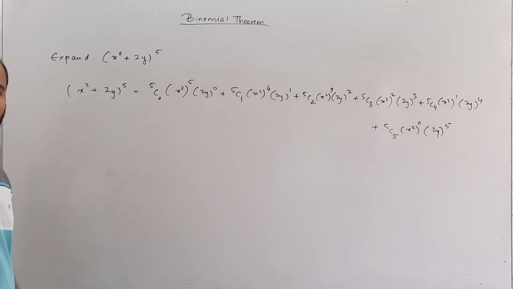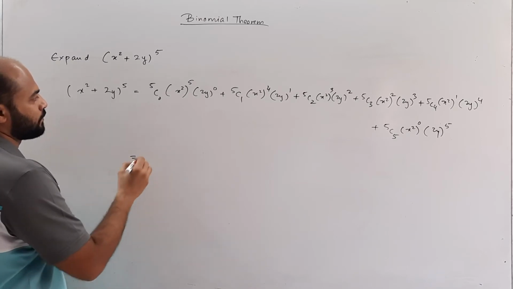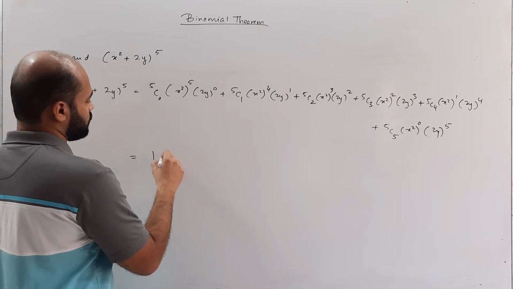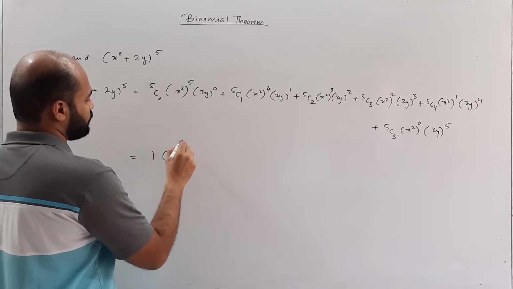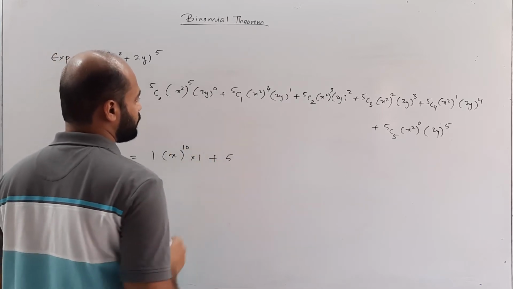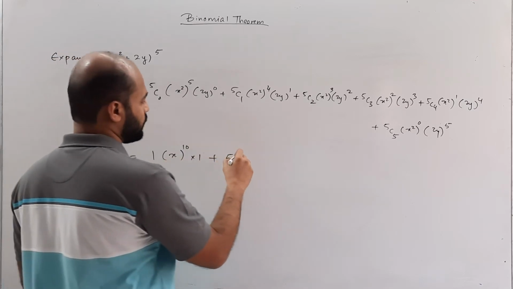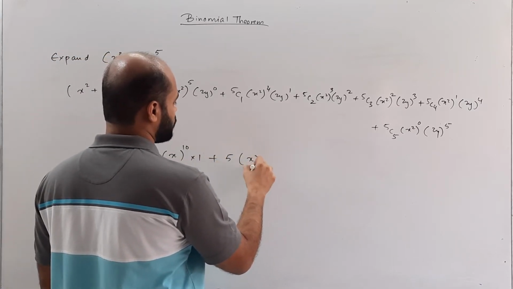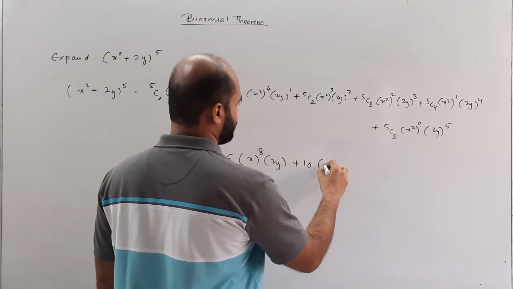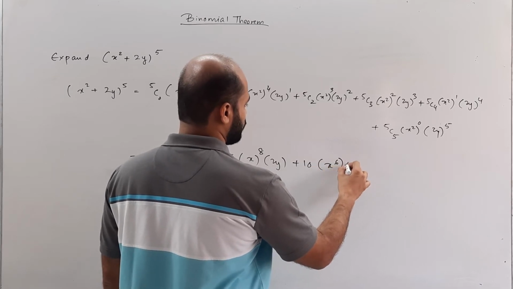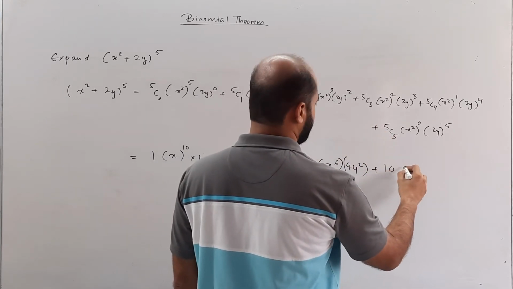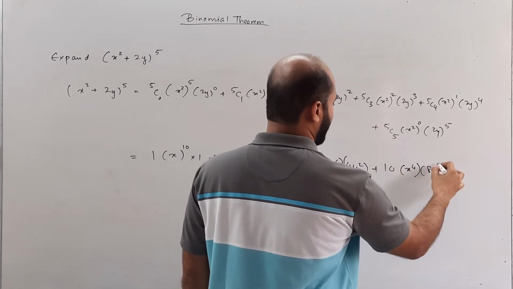Now we know what the coefficients are, so I can write them directly. So this is going to be 1 into x square raised to 5, that is going to be x raised to 10, into 1. This is going to be 5, which is going to be x raised to 8 into 2y. This is going to be 10, x raised to 6 into 4y square. This one is going to be 10 again, which is x raised to 4 and 8y cube.